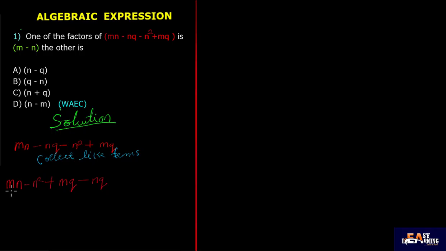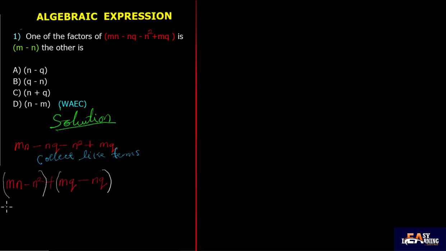To factorize, let's group them first, so we know what we are doing. Let's group it like this. All right, so we can start our factorization. Let's look at this. What's the common term in this first bracket?